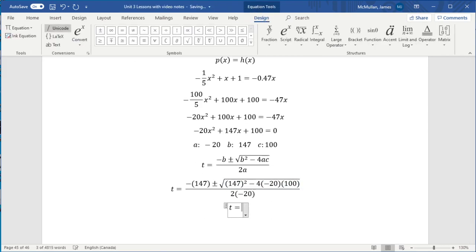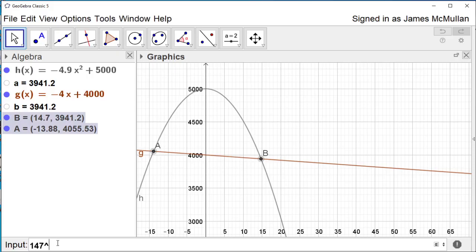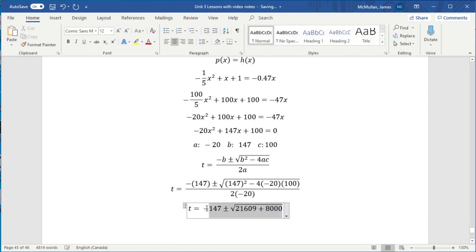So just to make this a little simpler, so our square root there, we get 147 squared. So 147 squared is 21609. So you can see there's a -4 and a -20, so they're going to be turned into addition. It would be 80, and then times 100 is 8,000, and then all of this is going to be divided by -40.